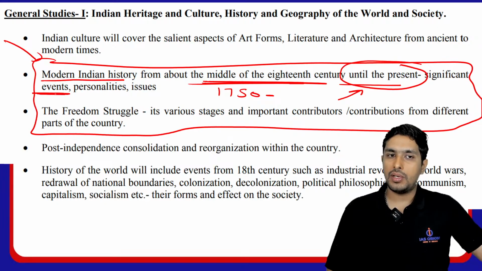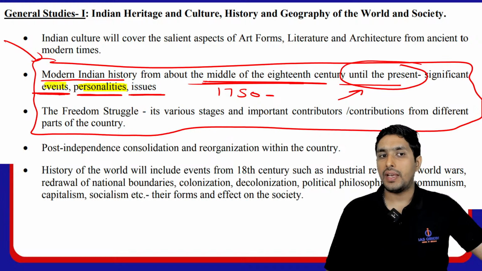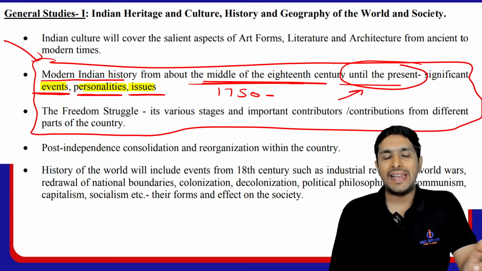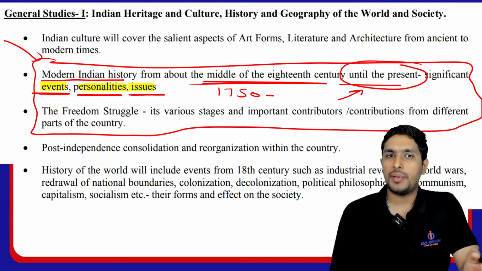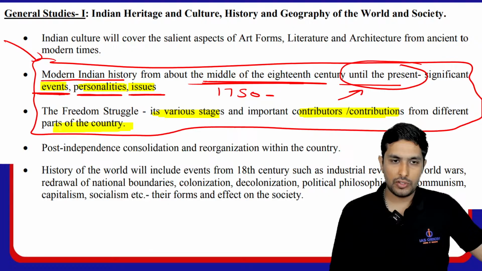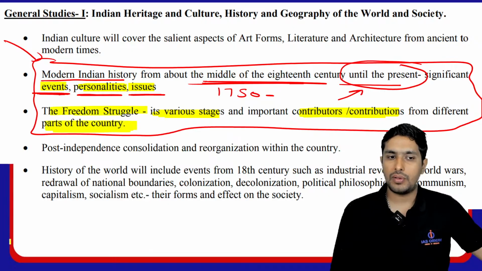Significant, important events, important personalities, and important issues. This is what you have to focus on. So personalities ka we'll be focusing on, whatever questions are there. Events ka we'll be focusing on, and issues ka we'll be focusing on, and we'll have a good idea of what type of questions are coming. And then we have various stages of the freedom struggle, who contributed to the freedom struggle from different parts of the country. We are supposed to know that, freedom struggle is important.